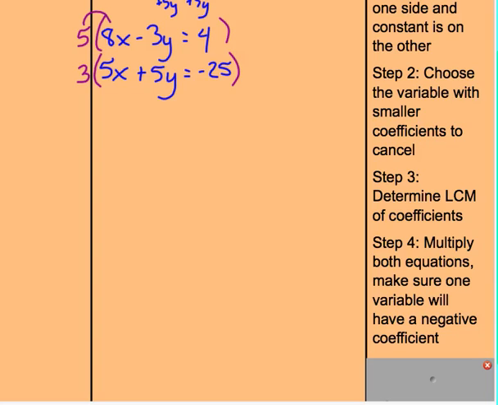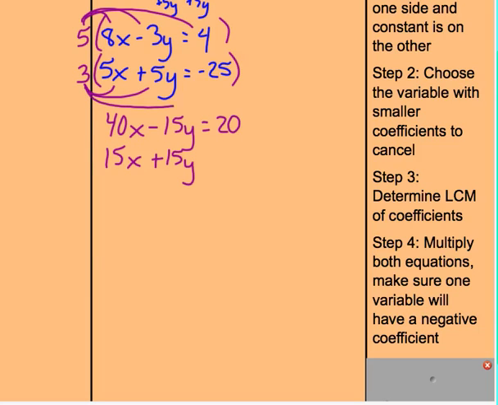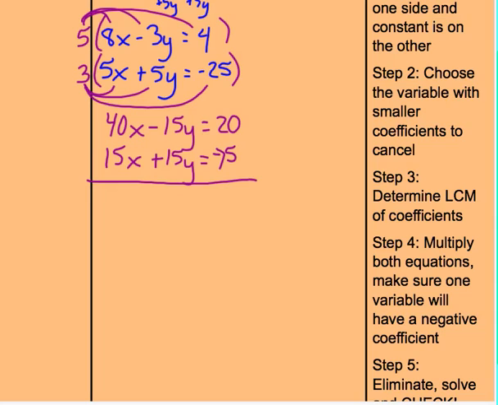First equation, distributing my 5, I get 40x. 5 times negative 3y is negative 15y, and 5 times 4 is 20. Second equation, distributing my 3, I get 15x plus 15y. And distributing my 3 to the negative 25, I get negative 75. Adding my equations together, 40x plus 15x gives me a 55x. My y's cancel, and negative 75 plus 20 is negative 55. So when I divide both sides by 55, I get x equals negative 1.